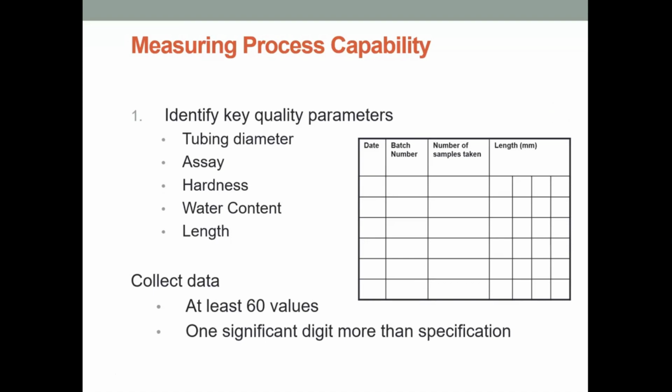You need to collect data, at least 60 values to be statistically significant, and you want to go to one significant digit more than the specification. So if your specification is plus or minus 0.1, you want to go to plus or minus 0.01.